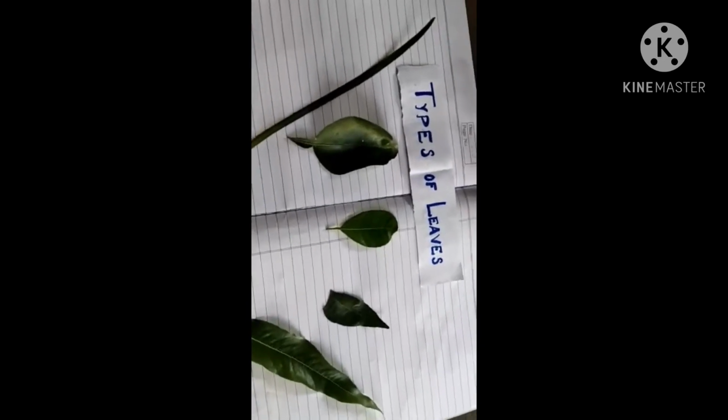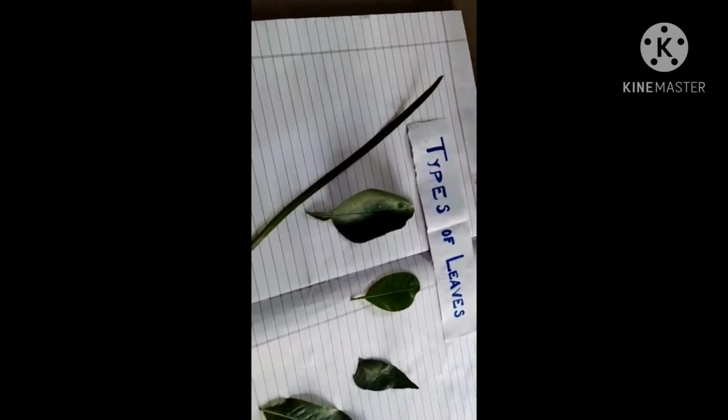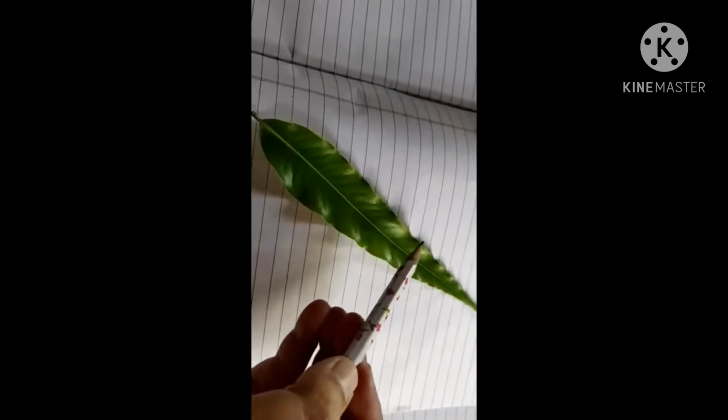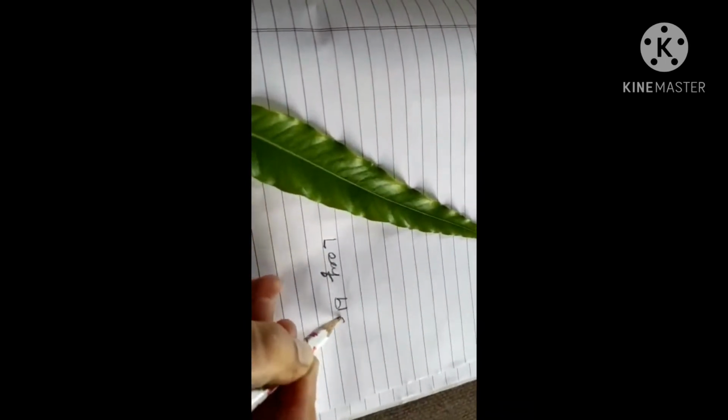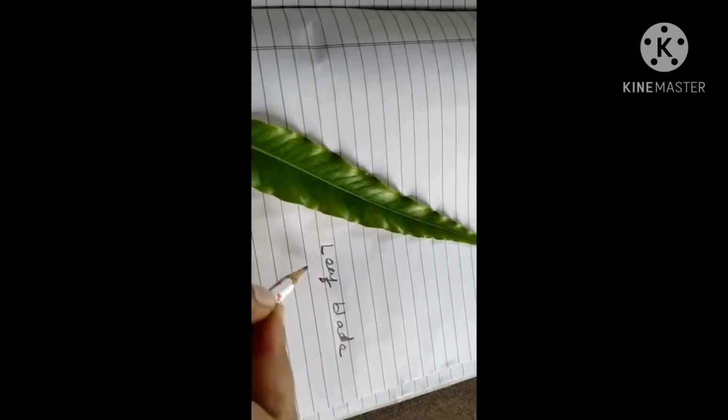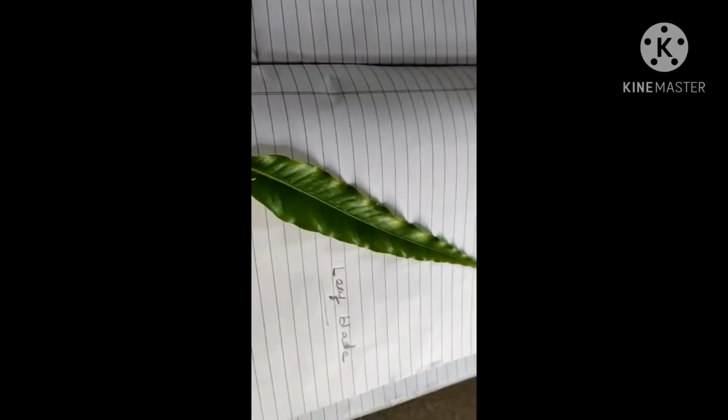Alright, now let me just tell you what are the different parts of a leaf. You should be aware of the different parts of a leaf as well. See dear children, this whole broad green part, this complete green part is called the leaf blade. What do we call it? The leaf blade. Okay, this whole green broad part is called the leaf blade.